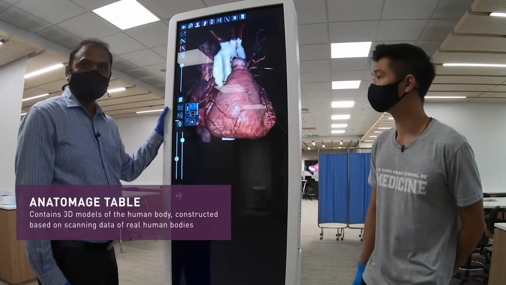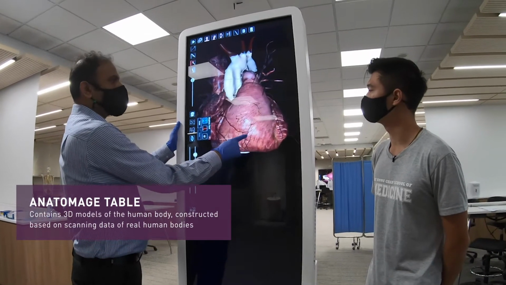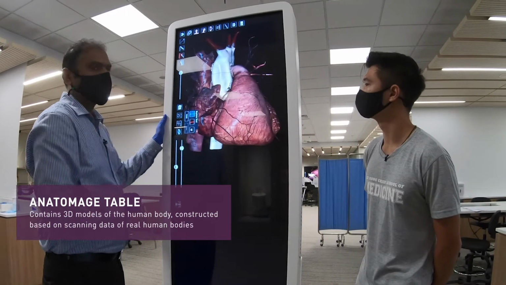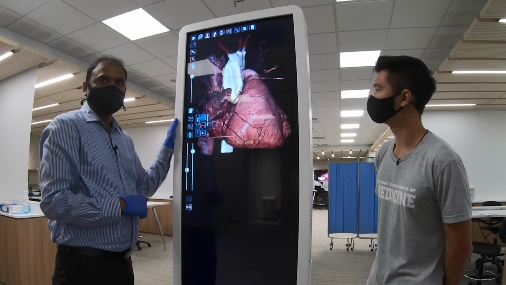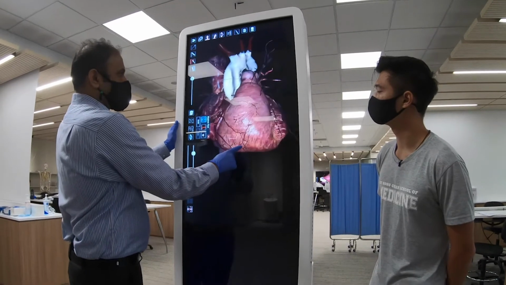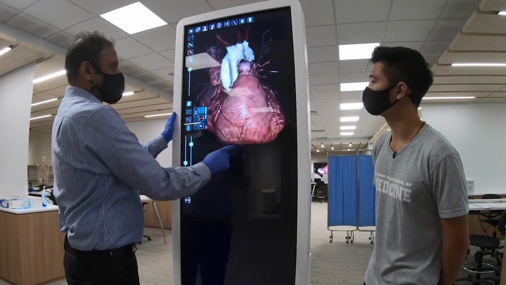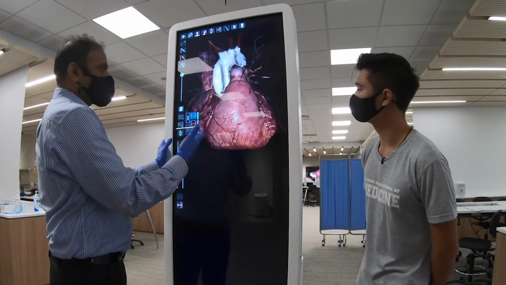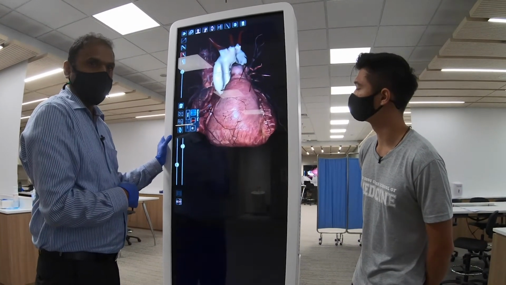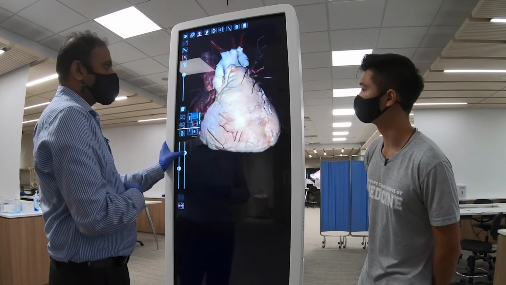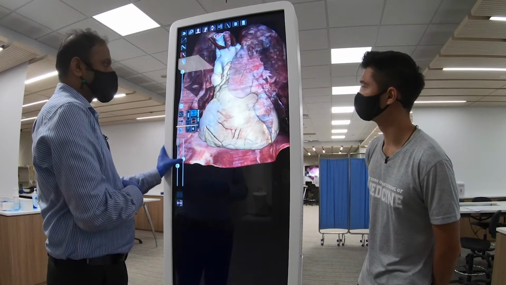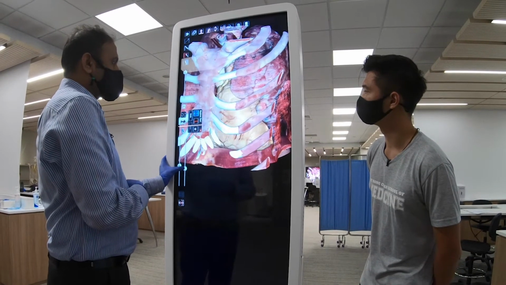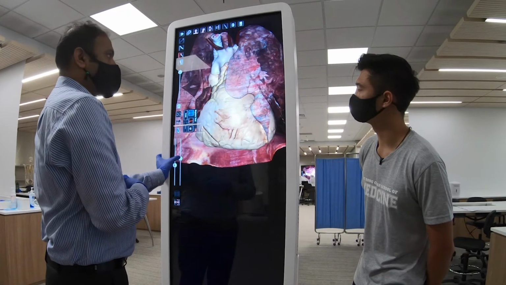This is called the Anatomage table. It has 3D models of the human body. These 3D models are reconstructed based on the scanning data of a real person. What you see here is a 3D model of the heart, and this table allows you to perform virtual dissection. You can remove the tissue layers layer by layer, or you can add the superficial and the deeper structures, and then you can also remove them to understand the layer by layer anatomy.